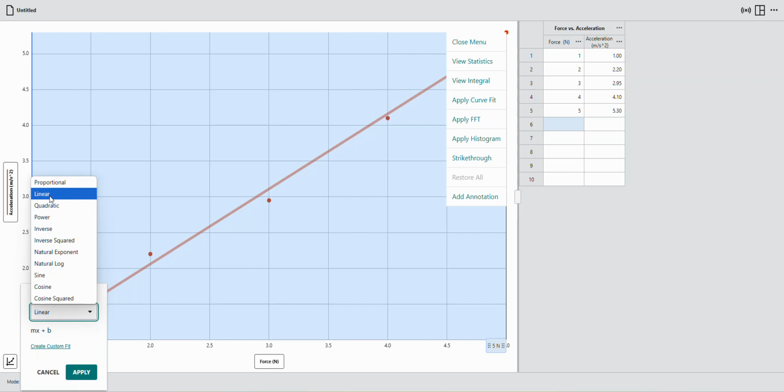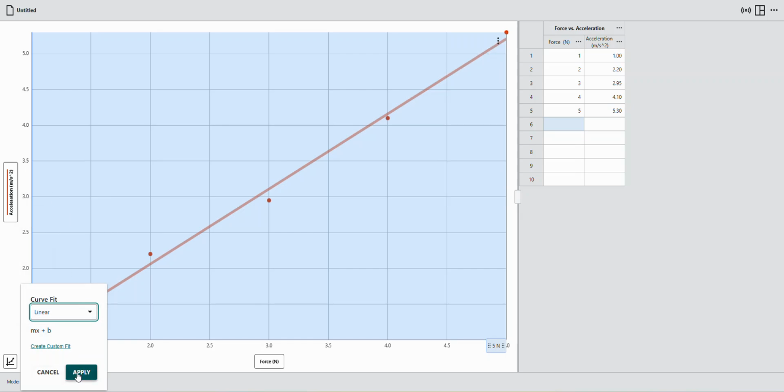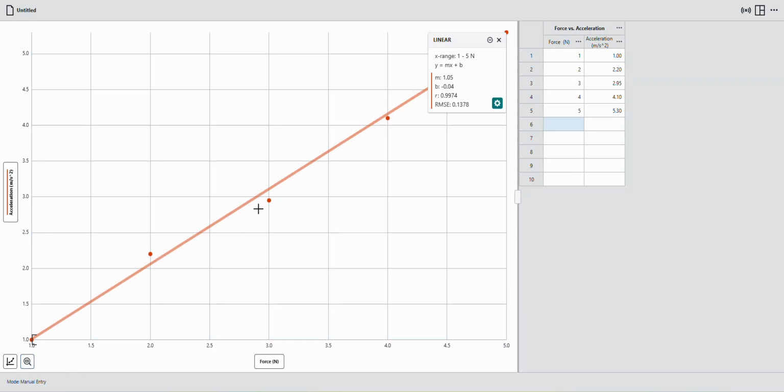But in this case, in the equation of Newton's second law, acceleration is equal to the force divided by the mass, right? If the force is the independent variable and the acceleration is the dependent variable, the relation between them must be linear, and the slope will be the reciprocal of the mass, right? So I would like to get the linear graph, and when I say apply, look at this. It gives me the equation of the line, and it says that the slope is 1.05, and we have a y-intercept at minus 0.04, right?